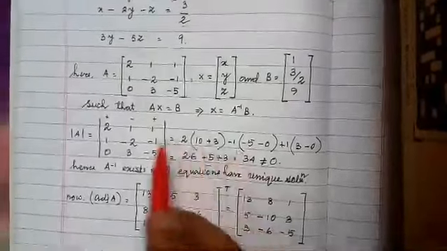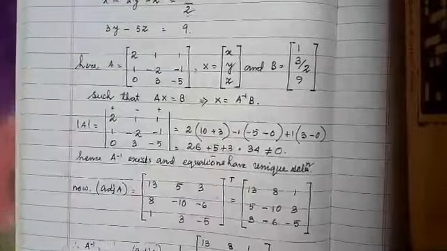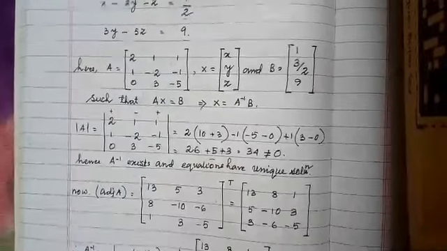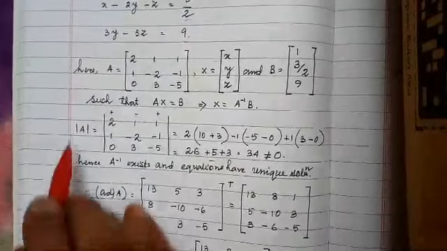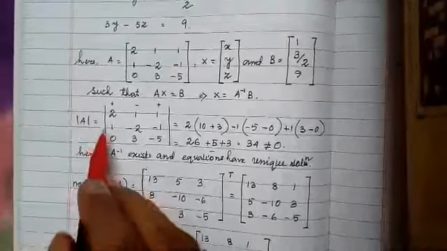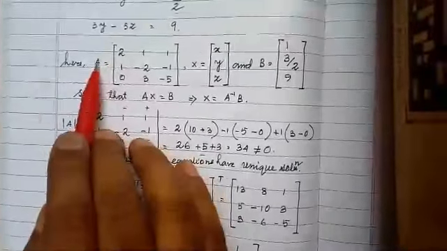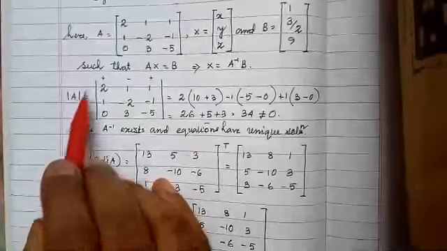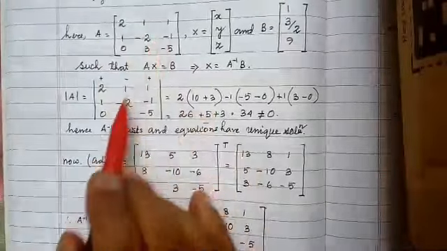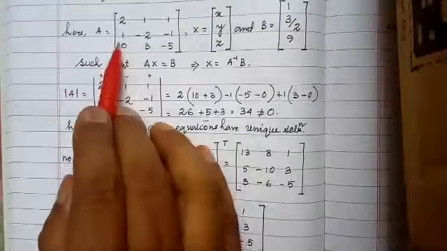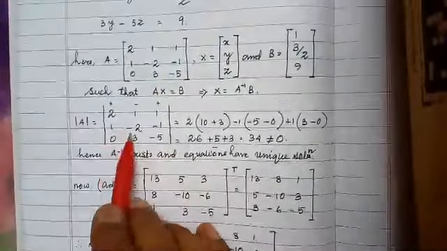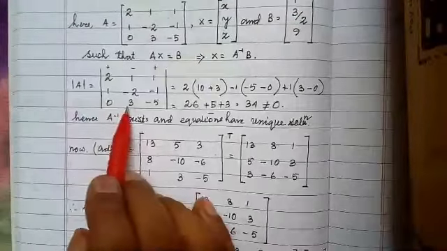Now we are going to find A inverse, but before that we have to determine determinant A. So determinant A is equal to the determinant of this matrix, written as determinant 2, 1, 1, 1, minus 2, minus 1, 0, 3, minus 5.